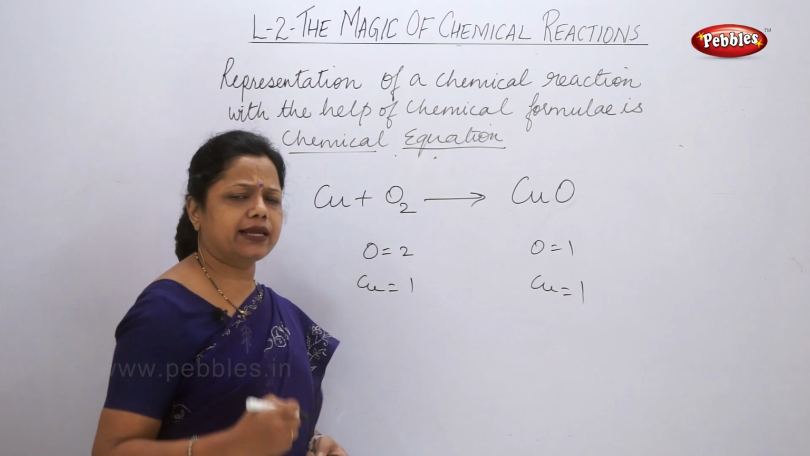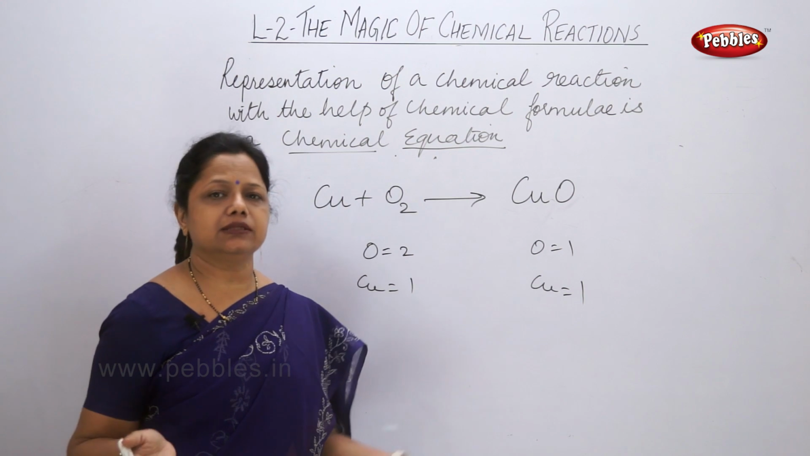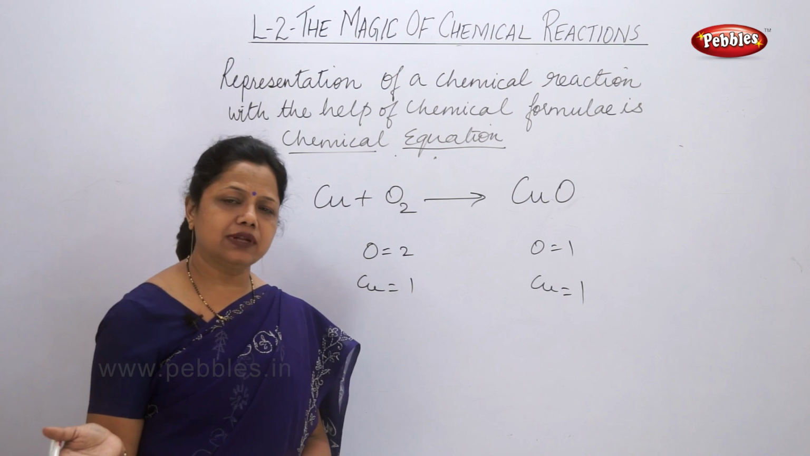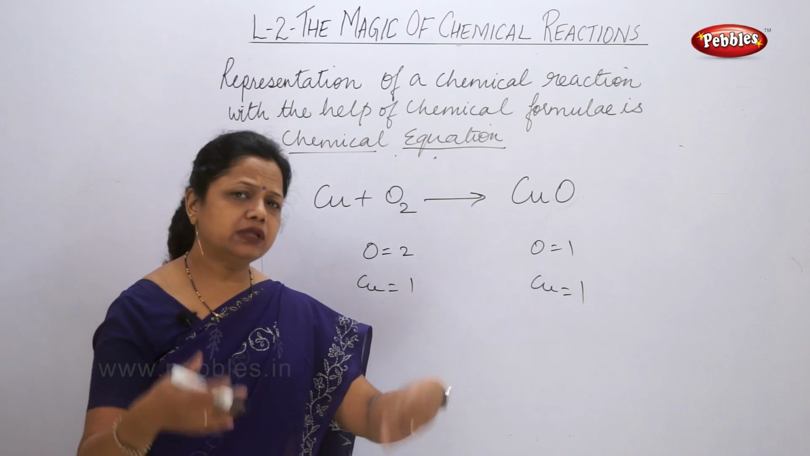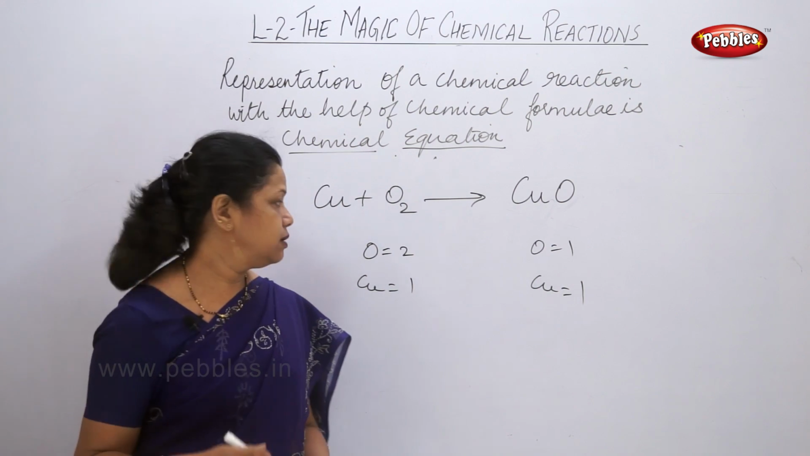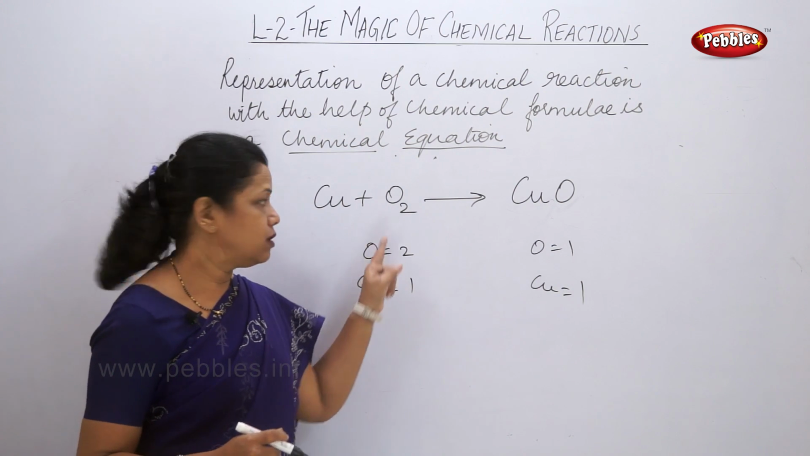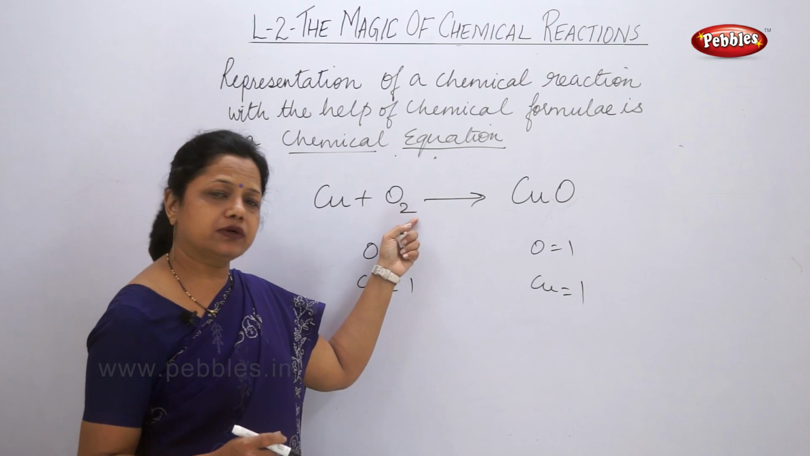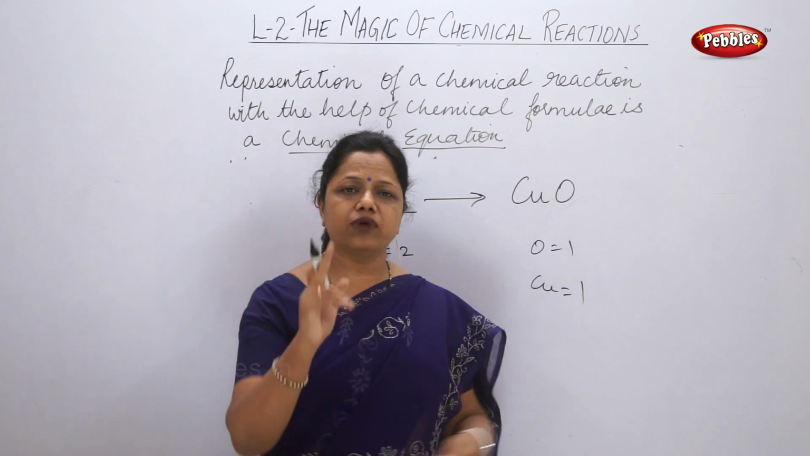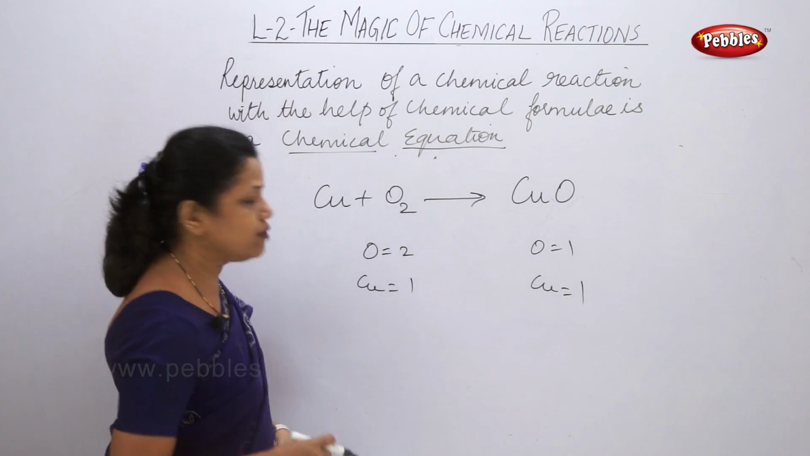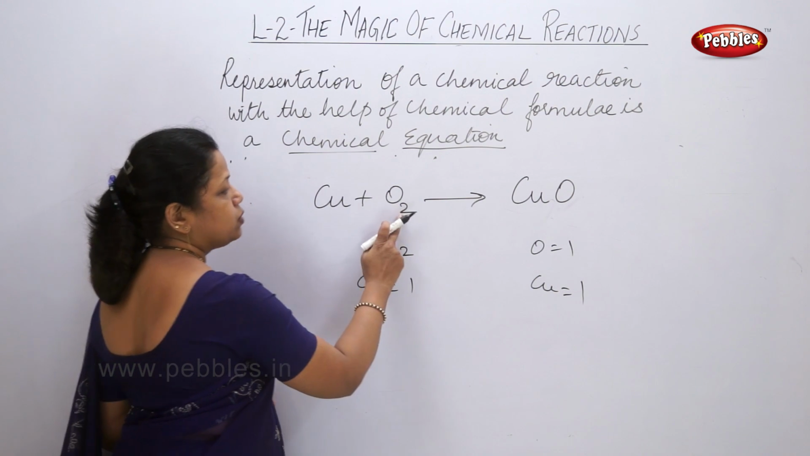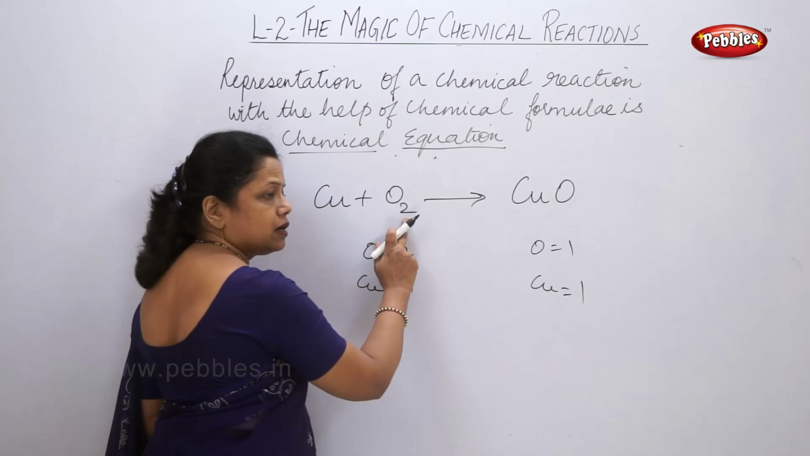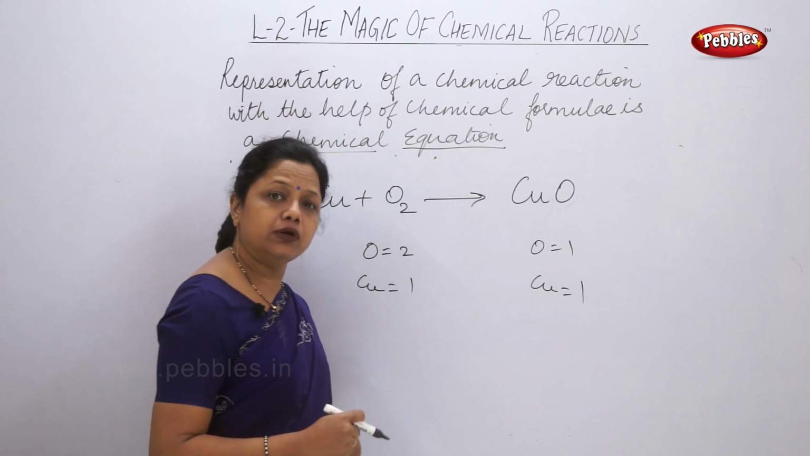That means in short I can say copper is balanced. The number of atoms of copper on the left side and on the right side is the same. So there is no need to balance it, right? Then what about oxygen? On the left side there are 2 atoms of oxygen. On the right side there is 1 atom of oxygen. Now I want to balance it. When we start balancing, I want to see that the number of atoms here is 2. Here also it should become 2.